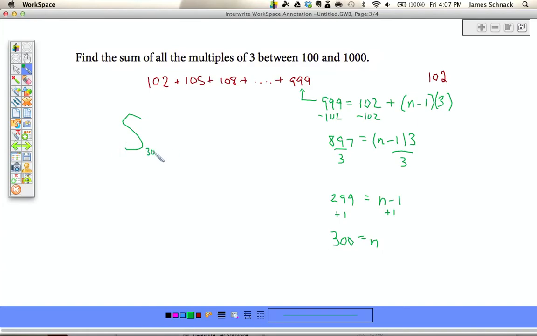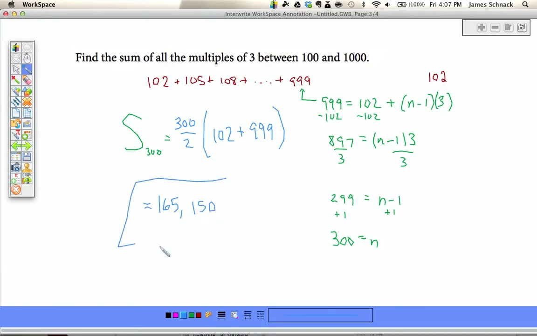So S sub 300 is equal to 300 over 2 times first term plus last term. Here's an instance where we're using that first formula that I listed for you. And this sum, it's a big number. 165,150. There we have it.